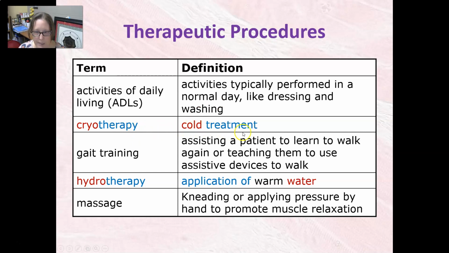Cryotherapy is cold treatment. Gait training is assisting a patient to learn to walk again, or teaching them to use assistive devices to walk, such as a walker or a cane. And they usually have a gait belt on, and somebody's holding and supporting them as they learn to walk again. And hydrotherapy is the application of warm water as therapy. Massage is kneading or applying pressure by hand to promote muscle relaxation.